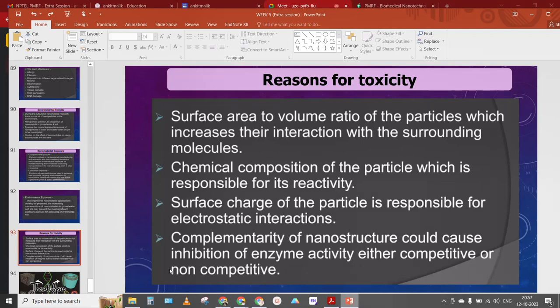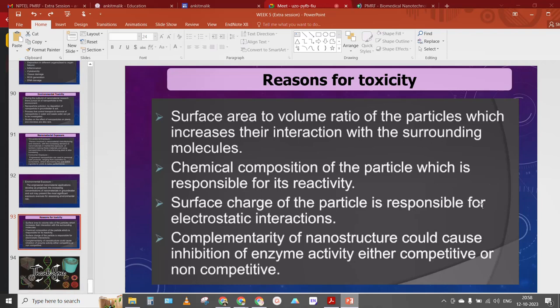So, surface area to volume ratio of particles, which increases their interaction with the surrounding molecules; chemical composition of the particle, which is responsible for its reactivity; surface charge of the particle, which is responsible for the electrostatic interactions; the complementary nanostructures could cause inhibition of enzyme activity, whether competitive or non-competitive. So these are some reasons of nanotoxicity, which can lead to some cause of concern to the patients.